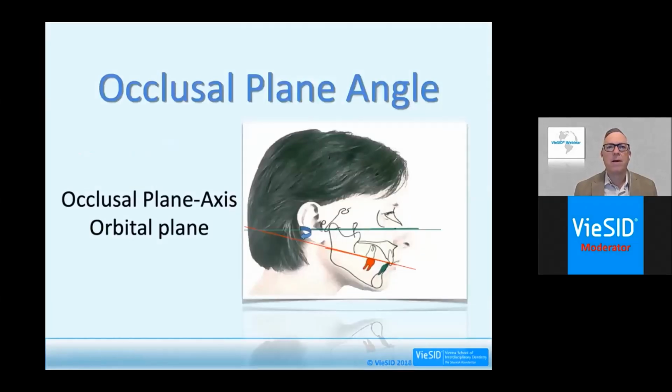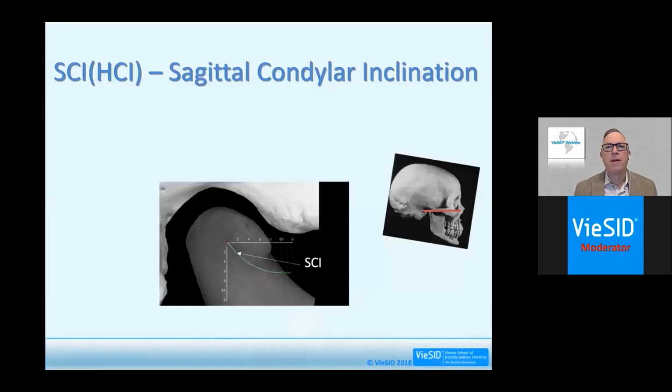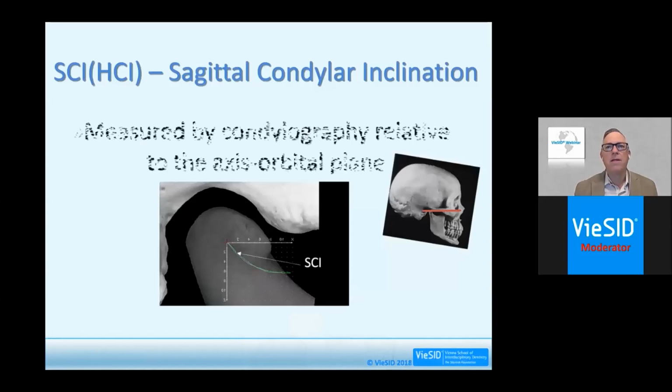Next, let's look at the occlusal plane angle. The occlusal plane is defined as a line from the distal buccal cusp of the sixth and the mandibular incisor. The basic occlusal plane inclination is calculated by extending this line up to the axis orbital plane. The sagittal condylar inclination is measured as the angle the condyle moves in a forward translation relative to the axis orbital plane. It's the same term as horizontal condylar inclination occurring in the horizontal or sagittal plane.